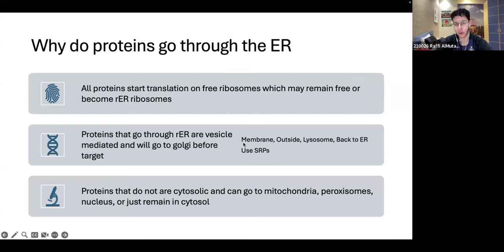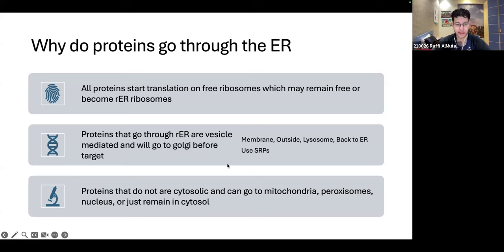And therefore, it can go to specific sites, which include the membrane. It can leave the cell. It can go to lysosomes or back to the endoplasmic reticulum. Each one has its own signal. And in order for the rough endoplasmic reticulum to get a ribosome attached to it, it uses something called an SRP. SRP stands for signal recognition peptide. So if a protein has a signal recognition peptide and it's being translated, or if mRNA has a signal recognition peptide and it goes to the ribosome to be translated, that ribosome will bind to the rough endoplasmic reticulum.